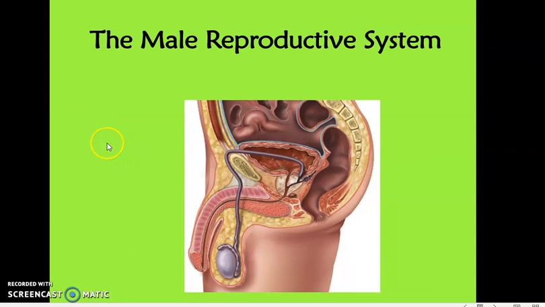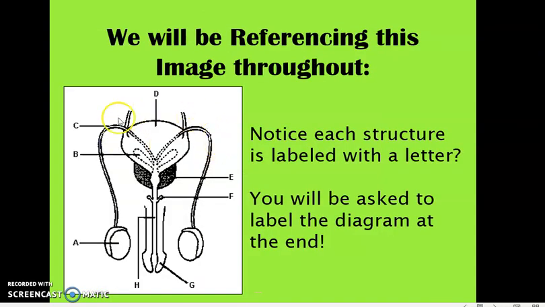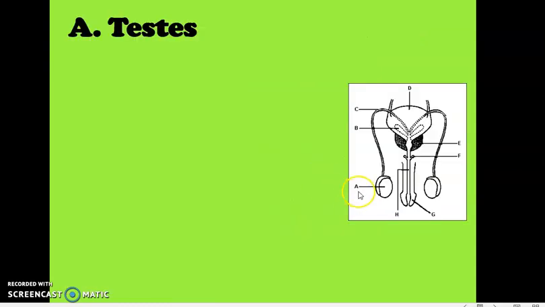We start with the male reproductive tract. Here's a diagram, from the front. Each structure is labeled with a letter. We should know how to label the diagram, so let's take a look. The testes right here, that's letter A. The testes has 2 functions. We produce the sperm here, so that's part of the reproductive system. It also produces testosterone, the male hormone.